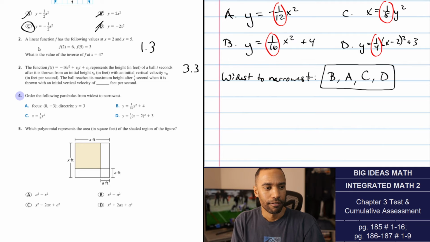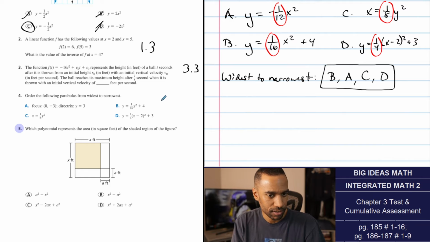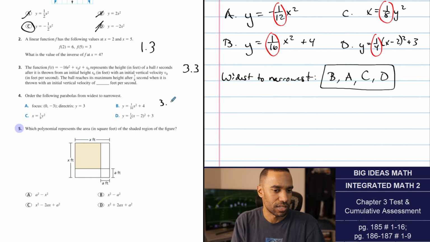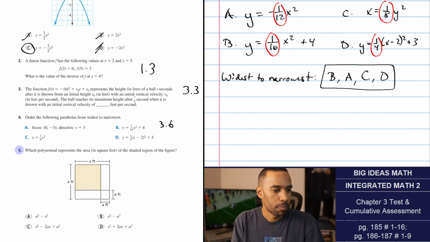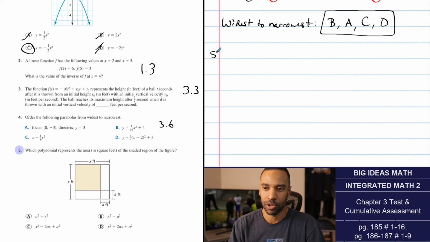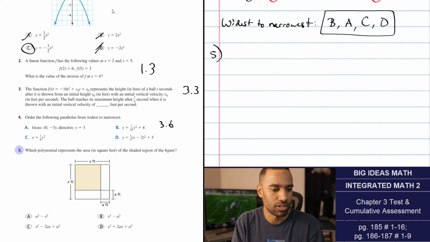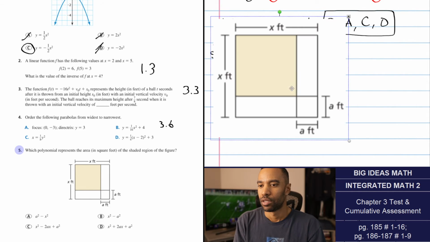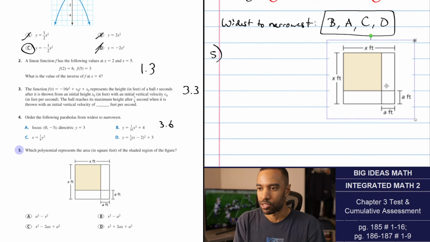Okay, number 5. That section is a culmination of sections, so that would definitely be 3.6, which covers the focus and parabola stuff. I'm going to call that 3.6. Number 5: Which polynomial represents the area in square feet of the shaded region of the figure? Let's copy and paste that in and see what I have to say to manipulate it, if at all, or write on it, although I do know the answer.